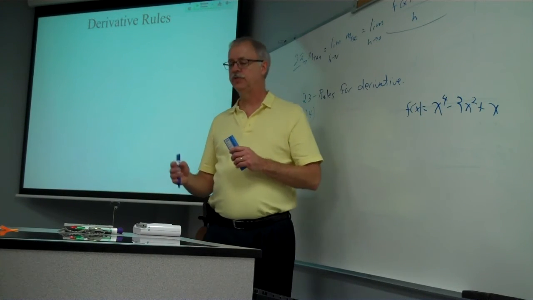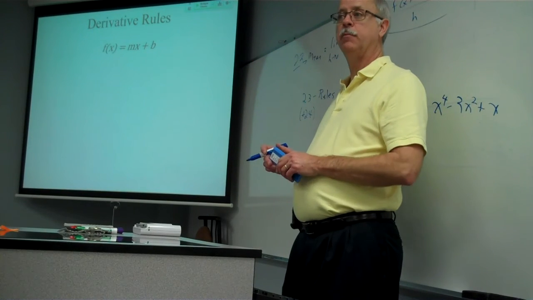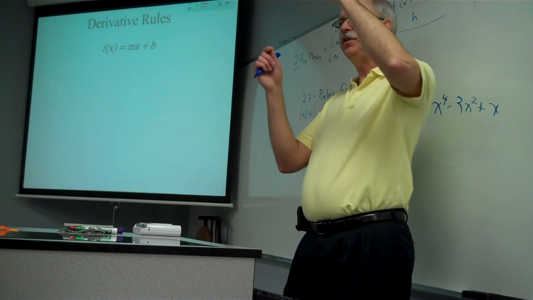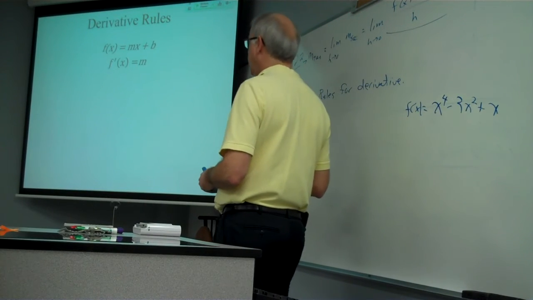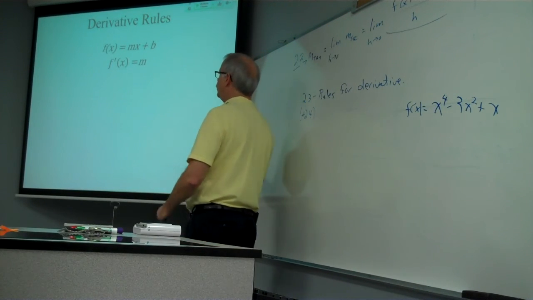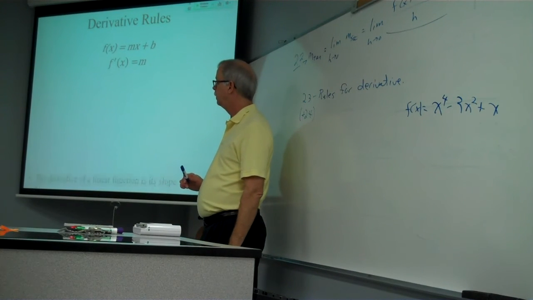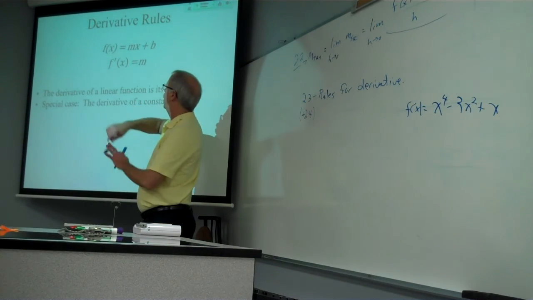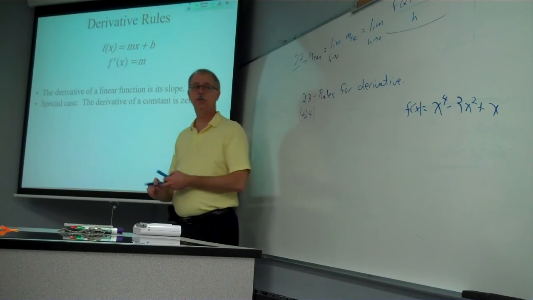So in terms of our rules, the first one we're going to see actually comes from what we sort of discovered on number 15. If we have a line, the slope of the tangent line is the slope of that line. So in the case of a linear function, the derivative is just the slope of the line. And in a special case of that, if the slope of the line was 0, and so we just had f of x equals a constant, the derivative would be 0.